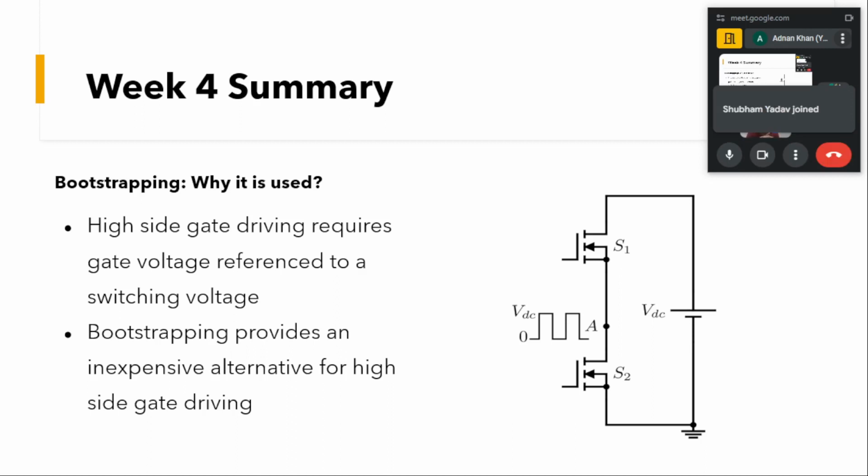After the DSAT protection, the other topic that has been discussed is the bootstrapping. The first thing we want to know is why we want to have this bootstrap circuit. Previously, during the previous week, we had seen if we have a half bridge circuit, like we have an S1 and S2, and if we want to switch them, we have to provide the VGE voltage.